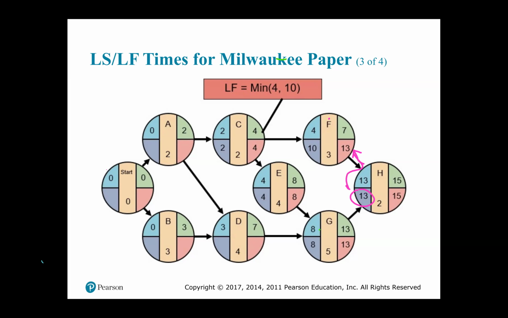Now, likewise, an arrow also came from G to H. So when you pick up this 13, which is the late start, you must also backtrack on the arrow that came in from G to H. So you're backtracking now from H to G, and you're carrying that late start to G to become the late finish for G.